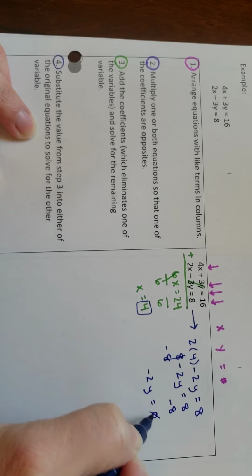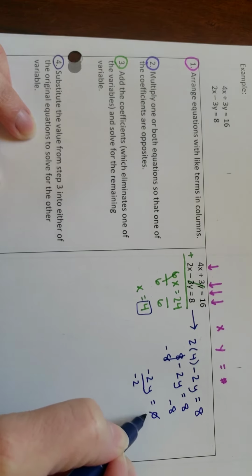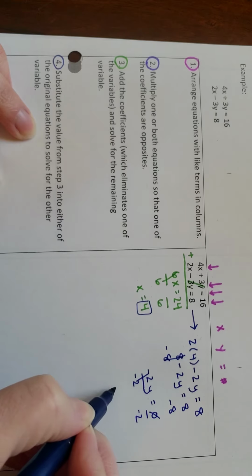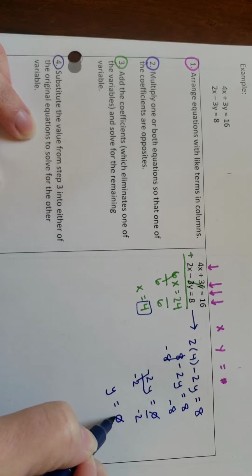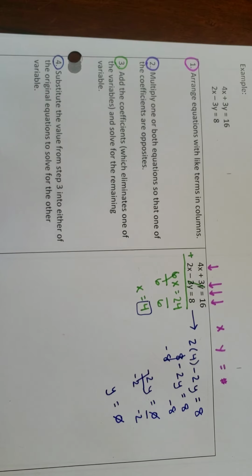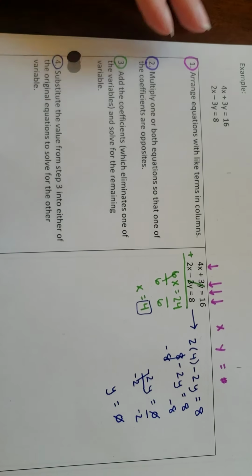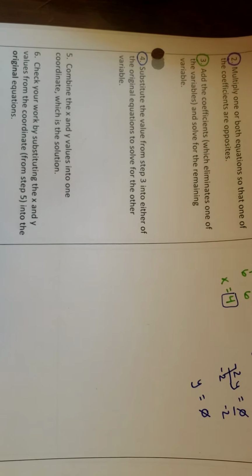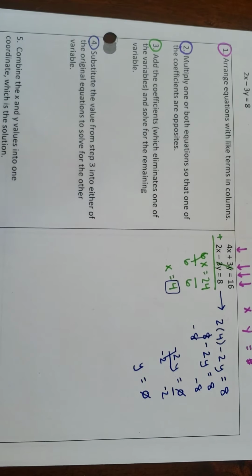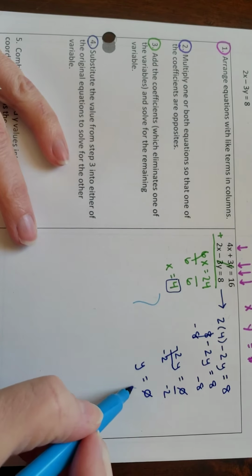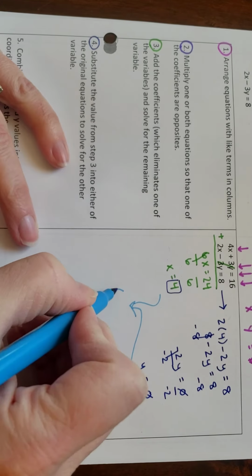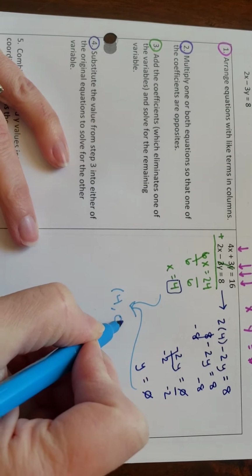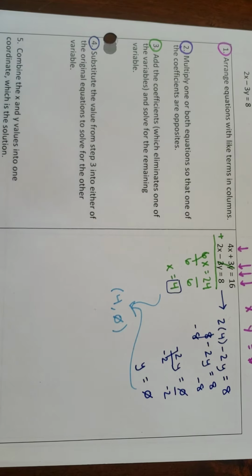Okay. It is possible to divide 0 into parts. Y is 0. Okay. And then step number 5 is to combine the x and y values into one coordinate. That's the solution. X comes first. So 4 comes first, y comes next.